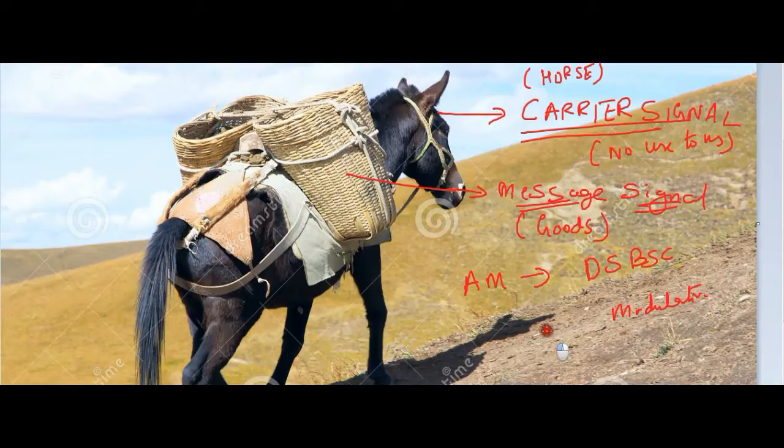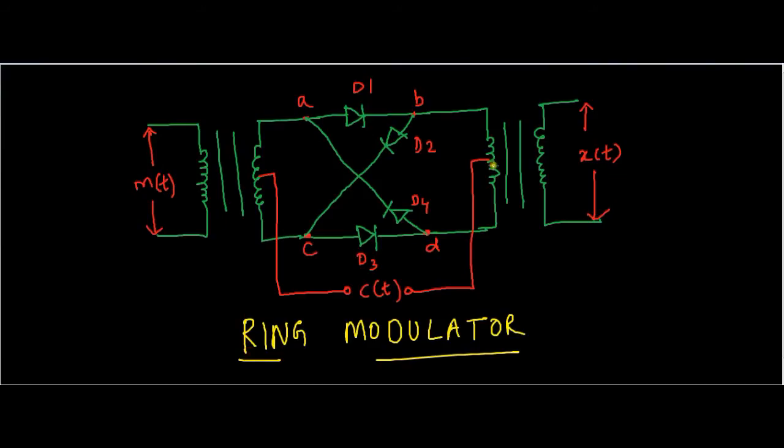In that, we suppress the carrier. We can suppress the carrier in DSBSC modulation in many ways, and one such way is using the ring modulator circuit. As you can see, we have a message signal m(t), and then there is a carrier c(t), and this is our output x(t). We'll see how this works.